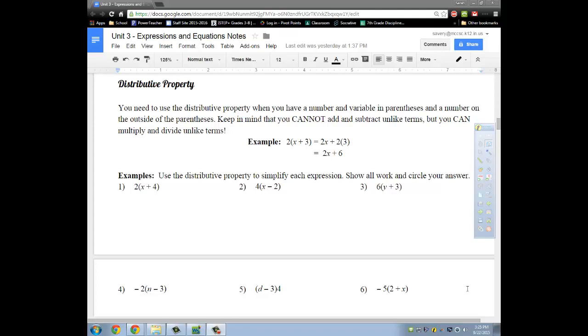Hey, today we're talking about the distributive property, which is very important for when you go into pre-algebra and algebra. So it's better we get a good understanding of it now. So if you need to stop the video or slow it down, please do so.